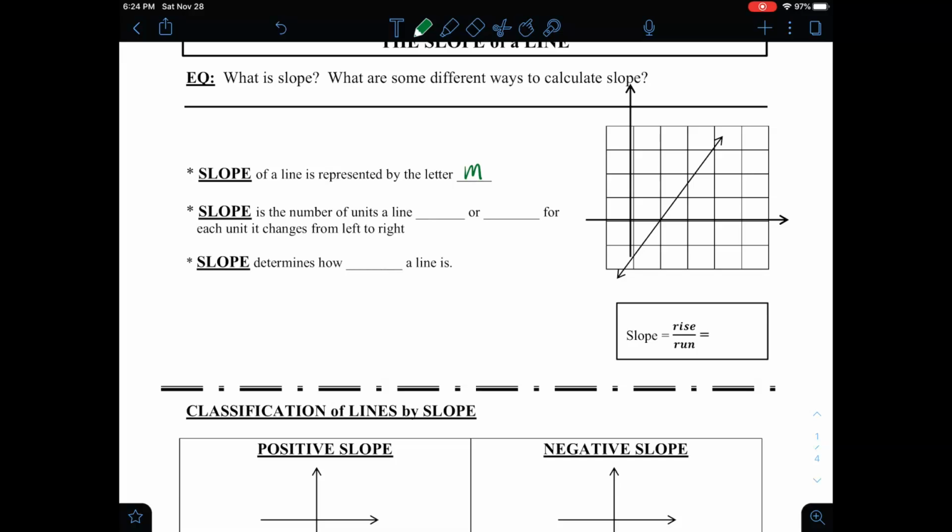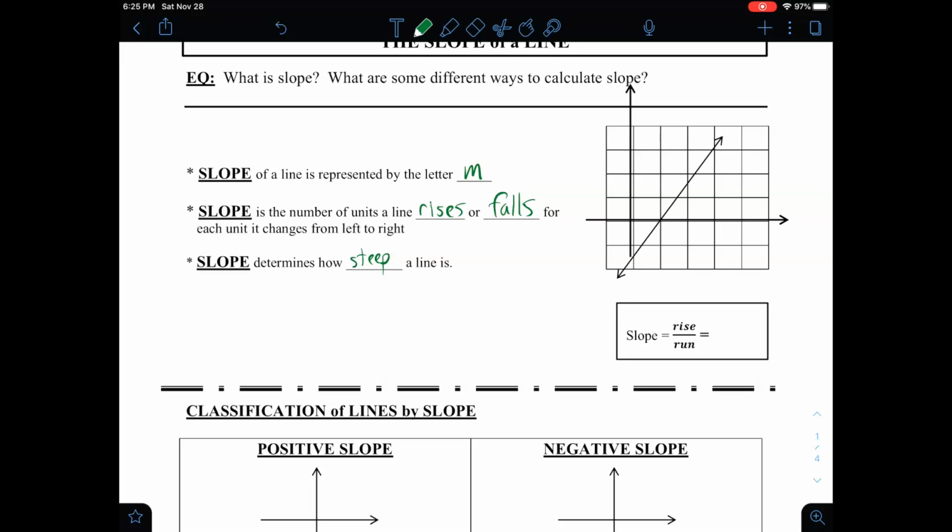So slope is the number of units a line rises or falls for each unit it changes from left to right. I wrote the wrong thing on my paper, gotta fix that. And slope determines how steep a line is. So if I have a slope of 5, is that going to be steeper or less steep than a slope of 10? Yeah, 10 is a bigger number, so it's going to be a steeper line. Hopefully that's pretty straightforward.